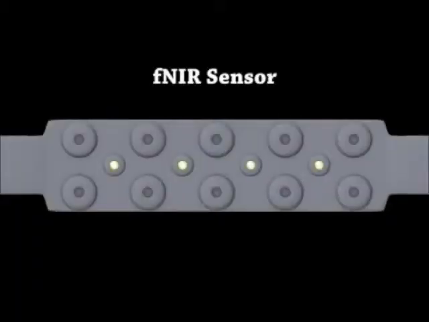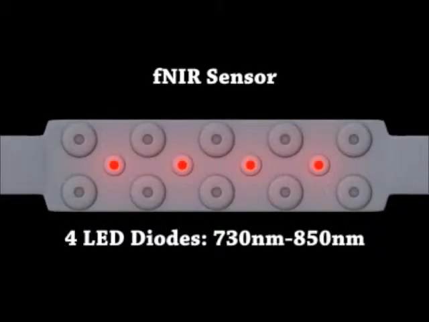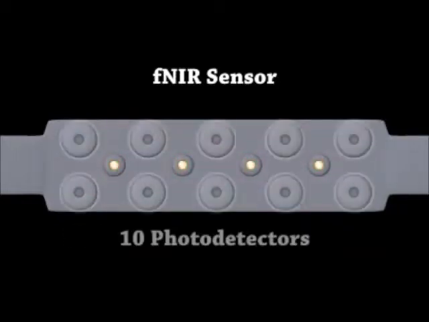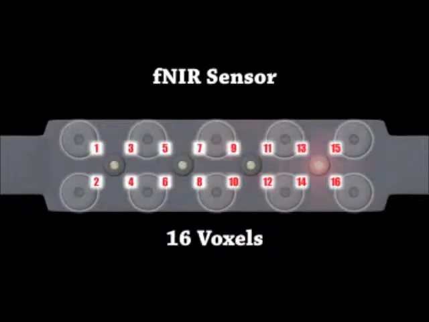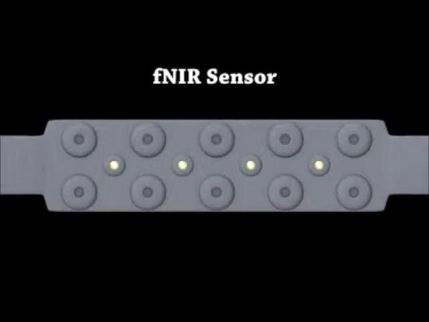The FNIR sensor pad used in the study contains 4 light-emitting diodes that shine non-coherent light at 730 nanometers and 850 nanometers. There are 10 photodetectors, and by shining LEDs in a sequential order along with using surrounding detectors, 16 measurement locations, voxels, are being sampled at each scan. This includes light intensity measurement of 2 different wavelengths and also a dark measurement for ambient light totaling 3 channels for each measurement location. So, in total, there are 48 channels recorded from the scan.